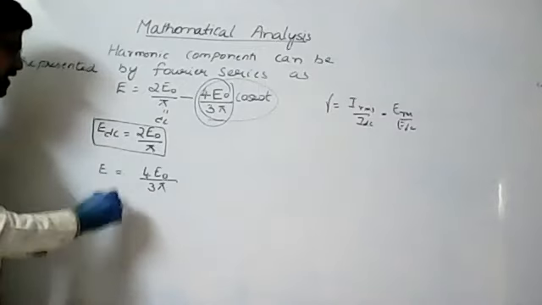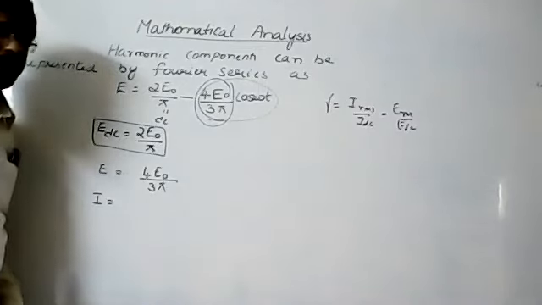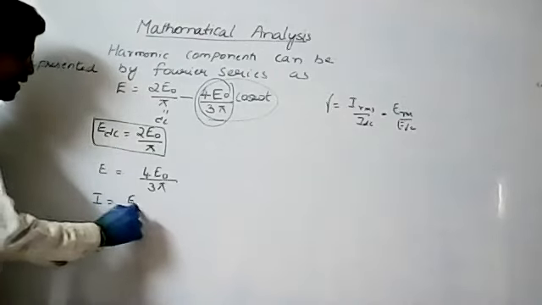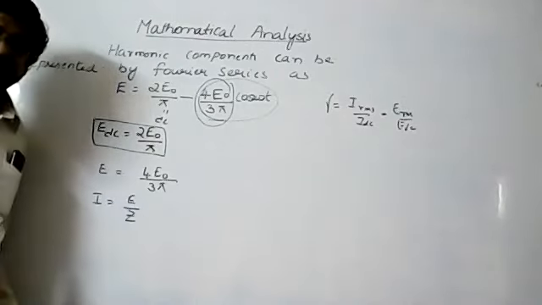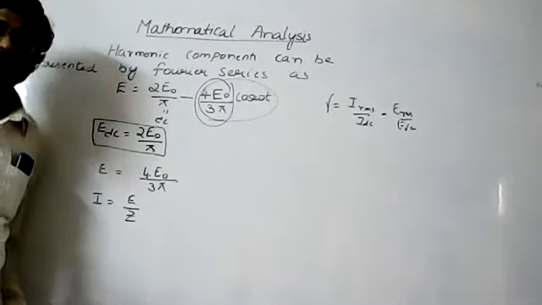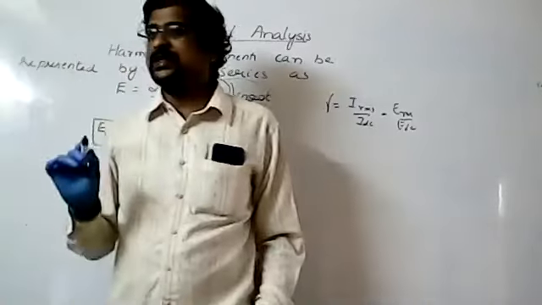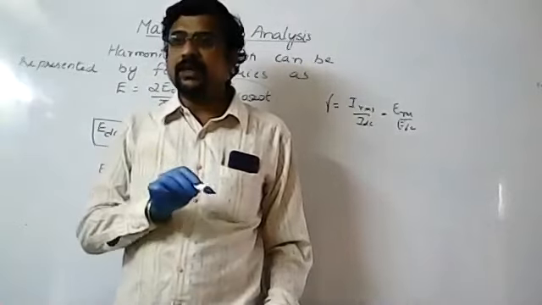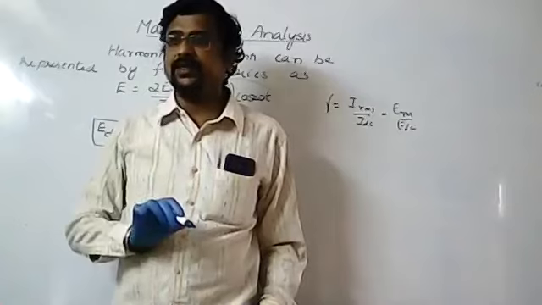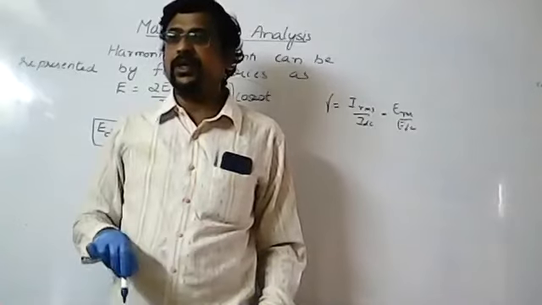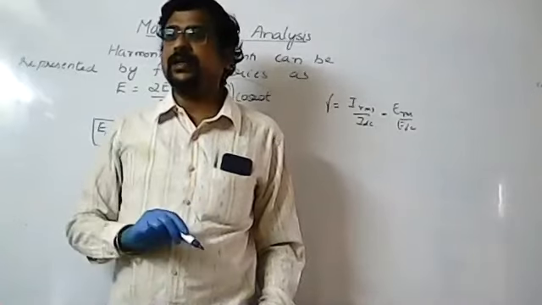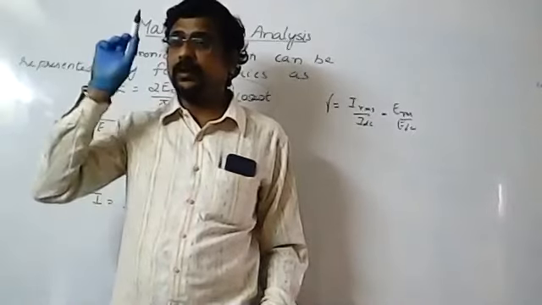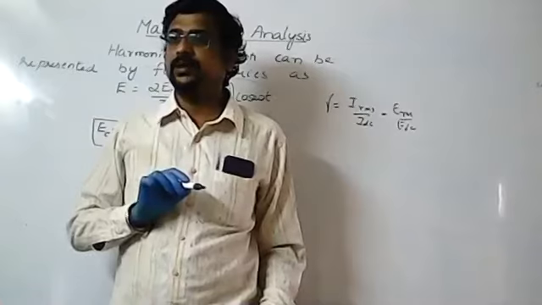Then what is I? According to Ohm's law, I is equal to E by Z. In general, I am writing it as Z, where Z is impedance. If Z is real, then it is called resistance. If Z is imaginary, then we call it reactance. These are the basics that we have discussed in the first classes.